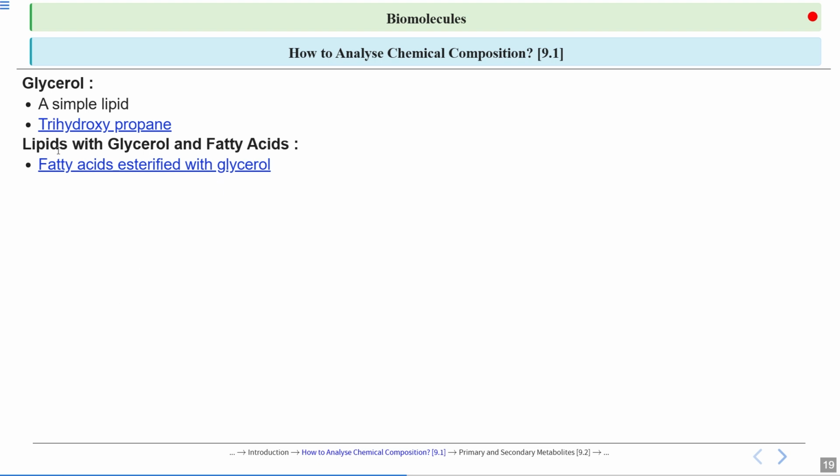Now what is created when fatty acid is esterified with glycerol? Glycerides are formed. Monoglycerides, diglycerides or triglycerides can be formed. A monoglyceride consists of 1 fatty acid and 1 glycerol. A diglyceride consists of 2 fatty acids and 1 glycerol. A triglyceride consists of 3 fatty acids and 1 glycerol.